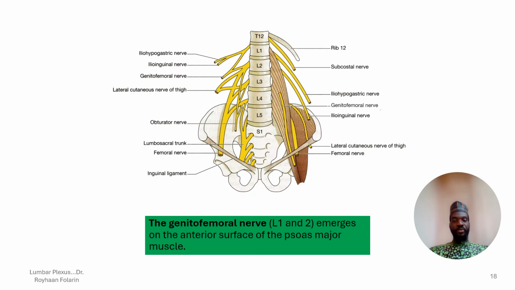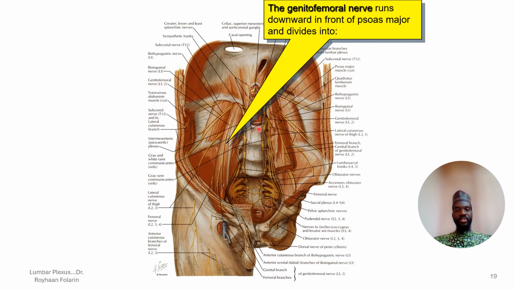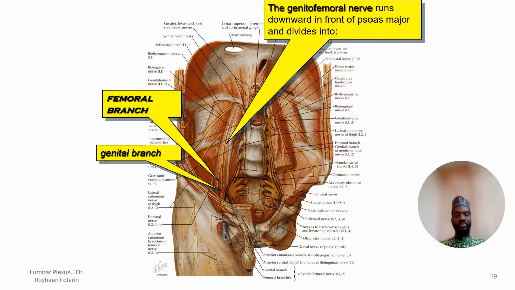So next is the genitofemoral nerve, which arises from L1 and L2. It emerges from the anterior surface of the psoas major, like we mentioned earlier, and thereafter runs downward in front of the psoas major muscle, from which it arose, and then divides into two. It gives off a genital branch, which goes on to supply the cremaster muscle, like mentioned, and then it gives off a femoral branch.